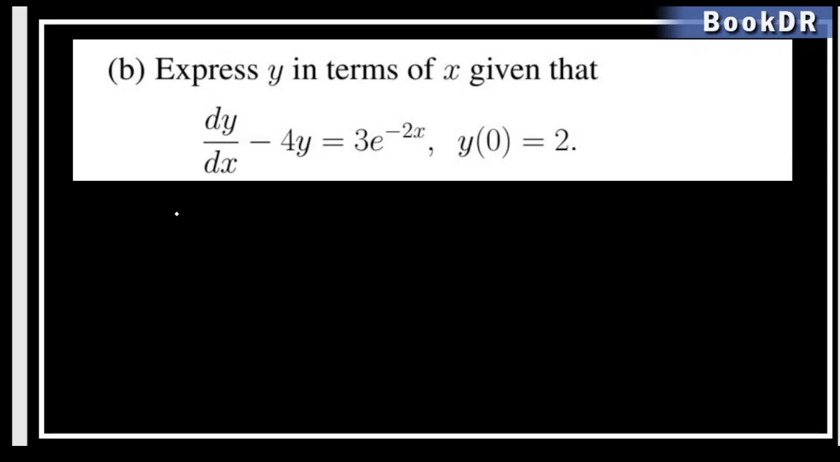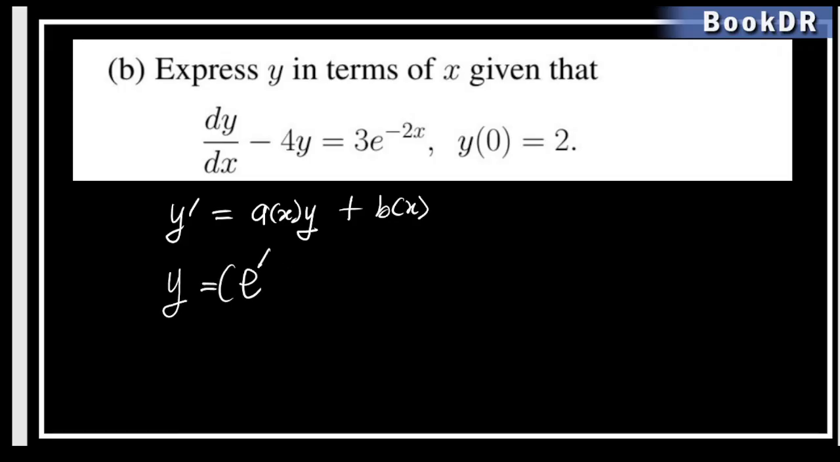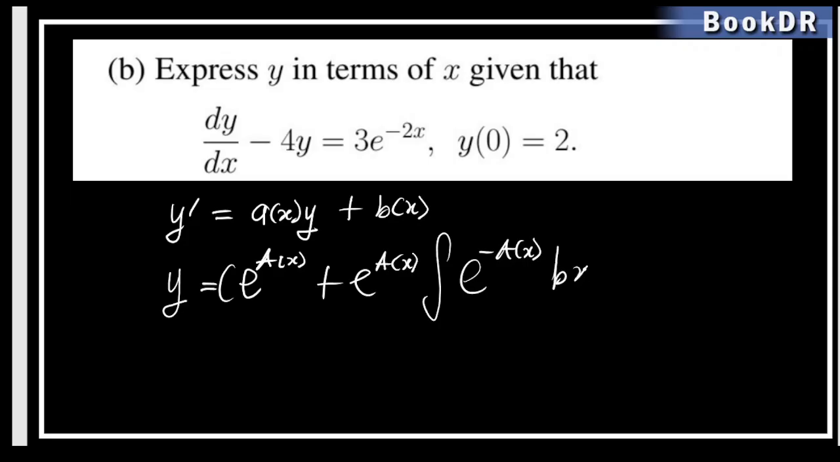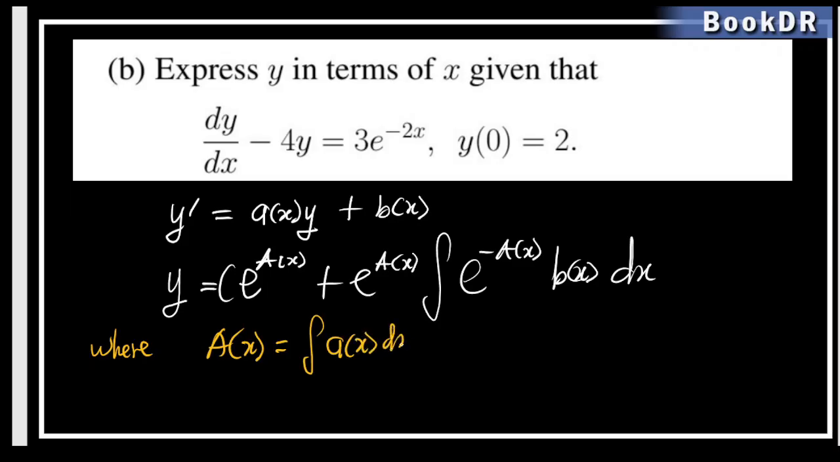A differential equation of the form y prime equal to some function a of x multiplying y plus some function b of x has a solution y is equal to c e^(A(x)) plus e^(A(x)) multiplying the integral of e^(-A(x)) multiplying b of x dx, where capital A of x is the integral of the small a of x with respect to x, and c is a constant.